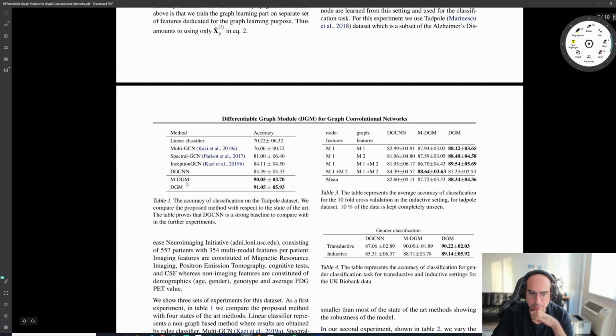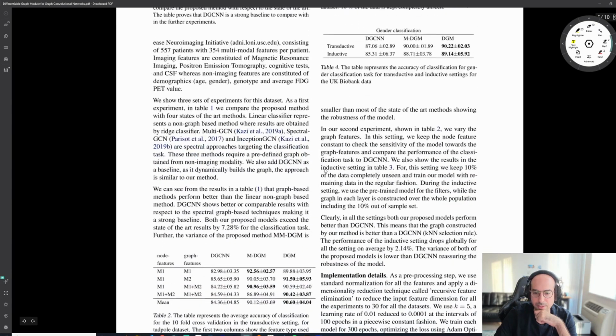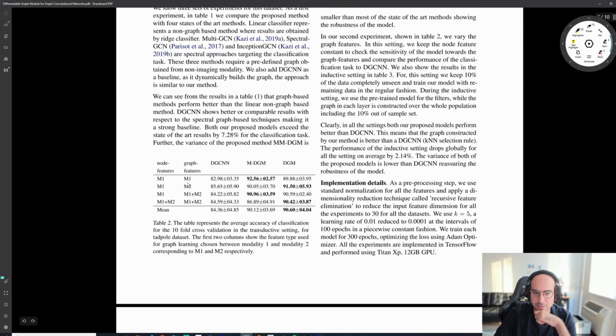Do they compare it to, yeah, so they compare it to their old approach here. And it does seem like it gets a lot better. I mean, we're talking 84 versus 91 here. And let's see. So I want node features, graph features.